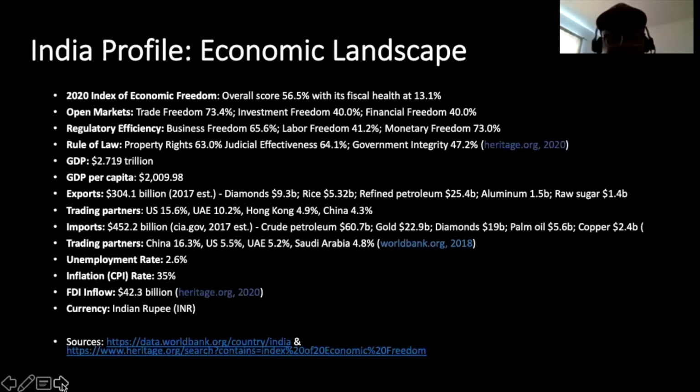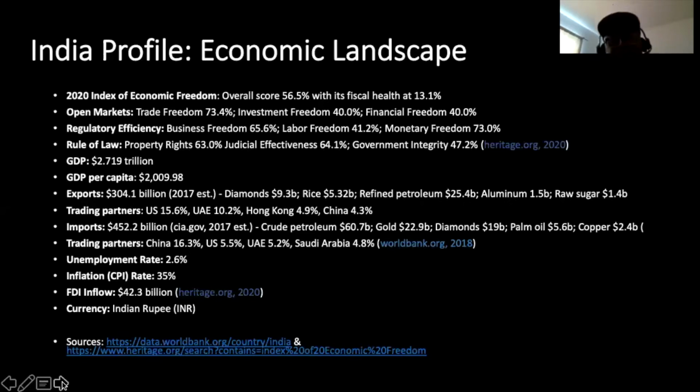The main imports of India are crude petroleum, gold, diamonds, palm oil, and copper. And the trading partners in terms of imports are China, US, UAE, Saudi Arabia. That is not to say that these are the only trading partners, but I would like to emphasize that here we are just looking at the main trading partners in terms of percentages.